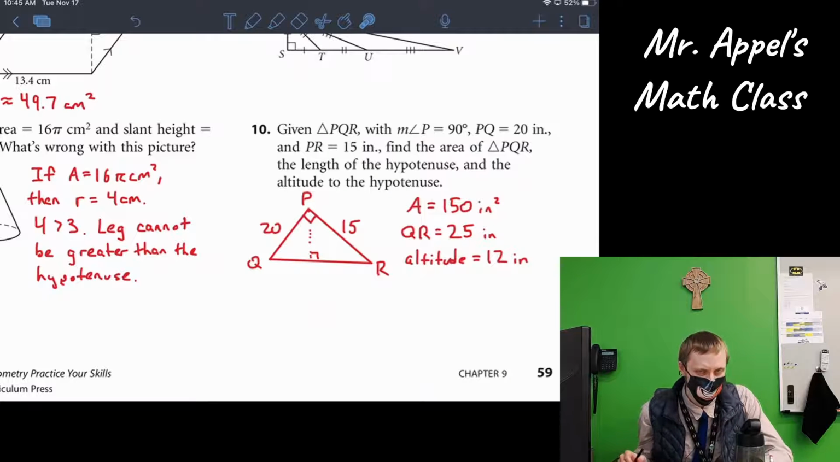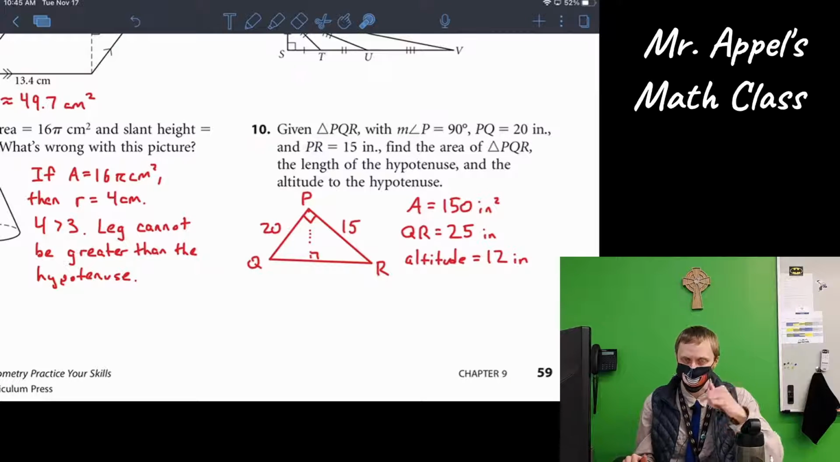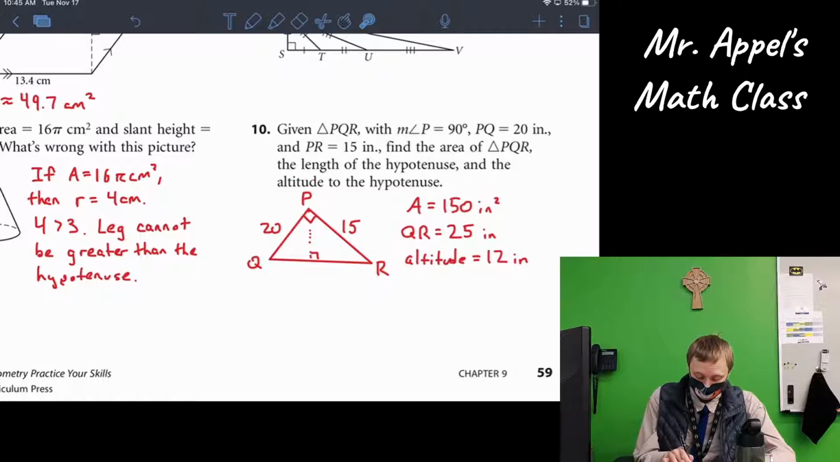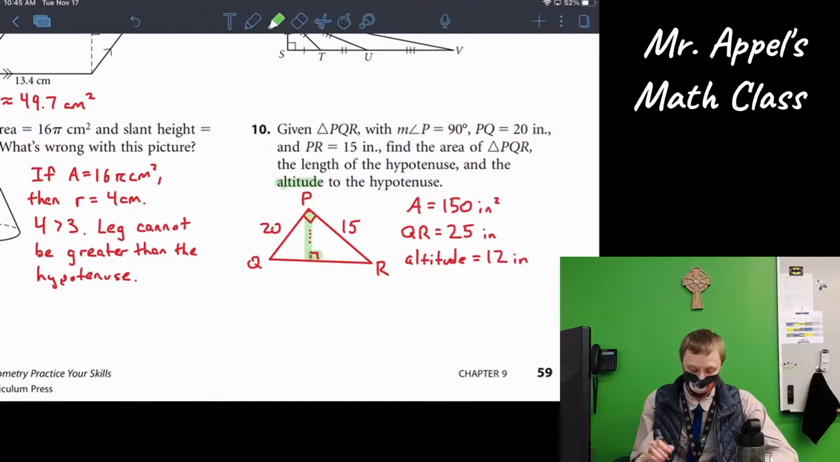We didn't cover altitudes. It's one of those special lines you can draw inside of something. And an altitude is just this. It's a straight line from one vertex to the opposite side, and it meets it perpendicularly. So in fact, the legs of a right triangle are altitudes to their opposite side. This line is perpendicular to the opposite side, but there's nothing perpendicular to the hypotenuse unless I draw it in down the middle. And they want to find what's that height.